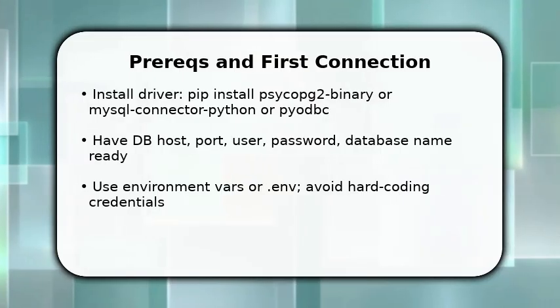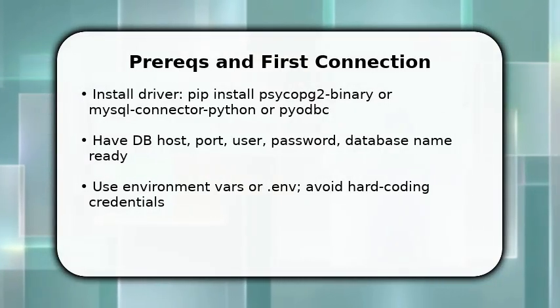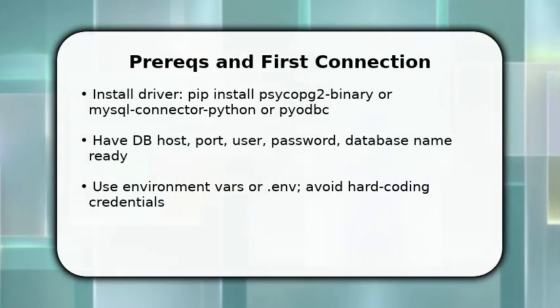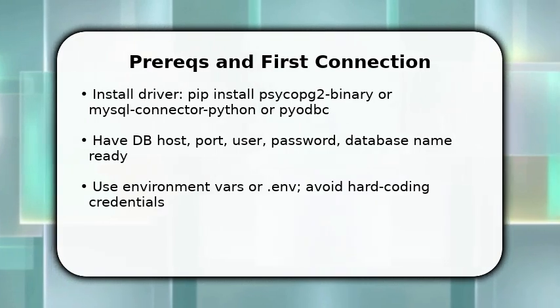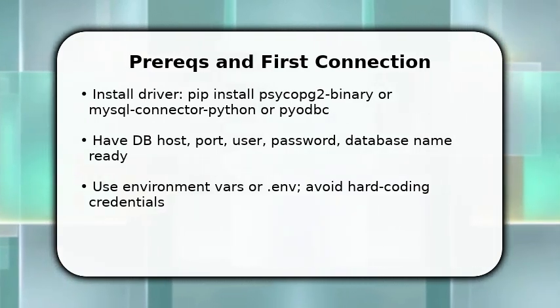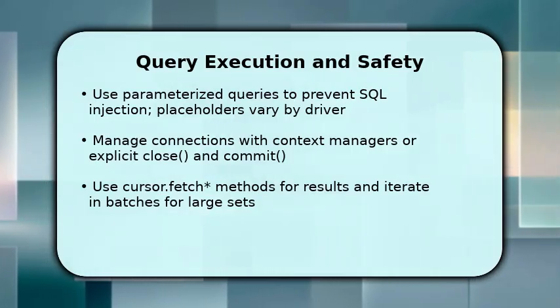Now open a Python REPL or script, import the driver, and call the connect function with host, port, user, password, and DB name. Make sure you handle exceptions immediately so you can see auth or network failures at this first step. Once connected, you create a cursor and use parameterized queries.